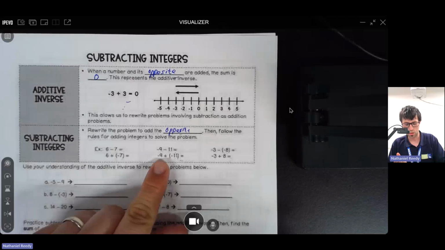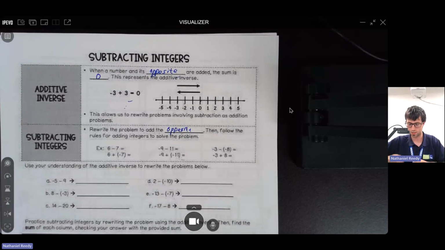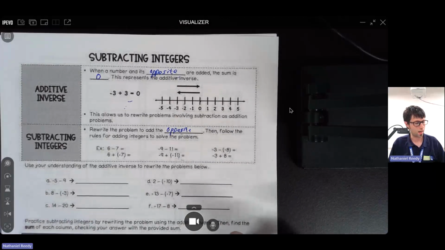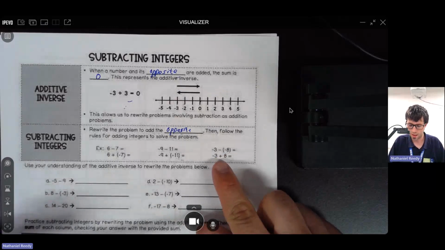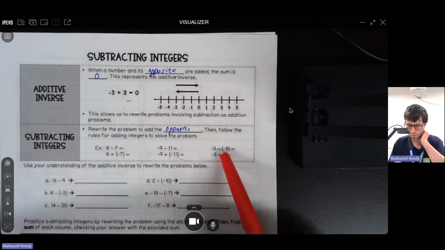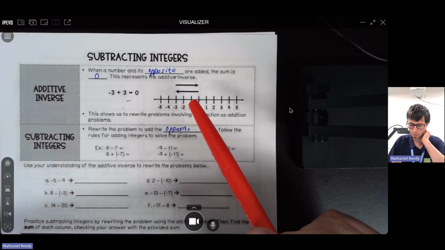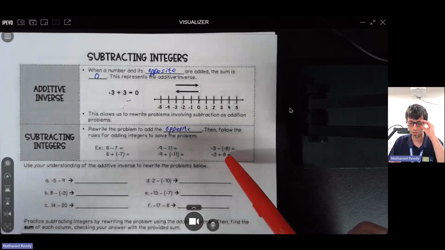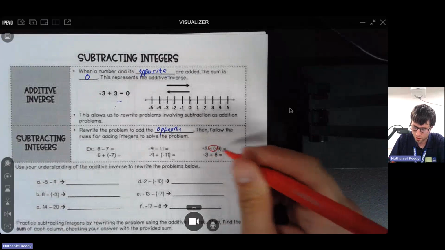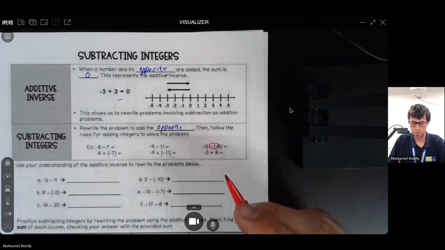Negative 9 minus 11, I can also say negative 9 plus negative 11. Adding a negative number is the same as subtracting. Same with negative 3 minus negative 8, but this works a little bit differently. When you subtract a negative number, that is the same as adding. I'm not going to try to explain that, but that's just the rule. Whenever I have a minus and a negative sign written next to each other, those two become a positive. So when I subtract a negative number, that is the same as adding.